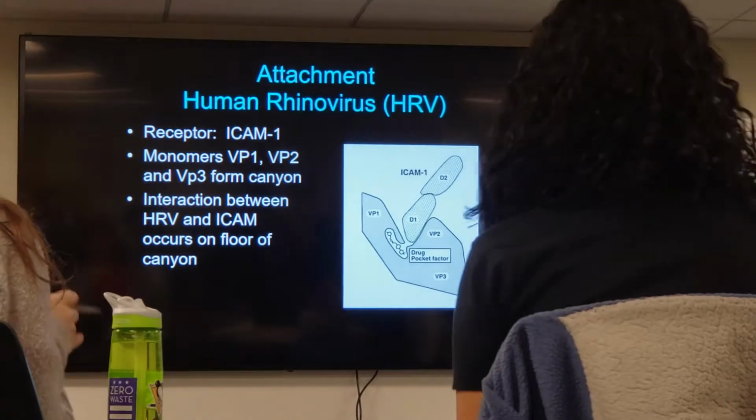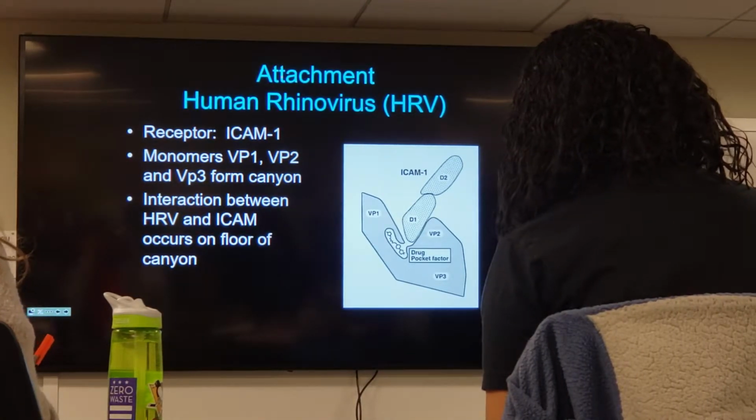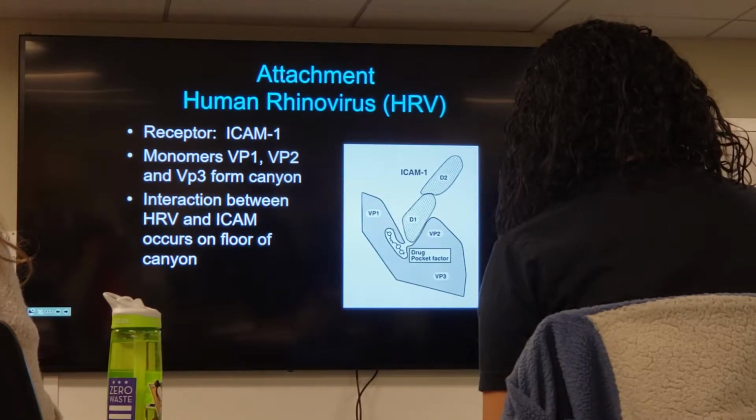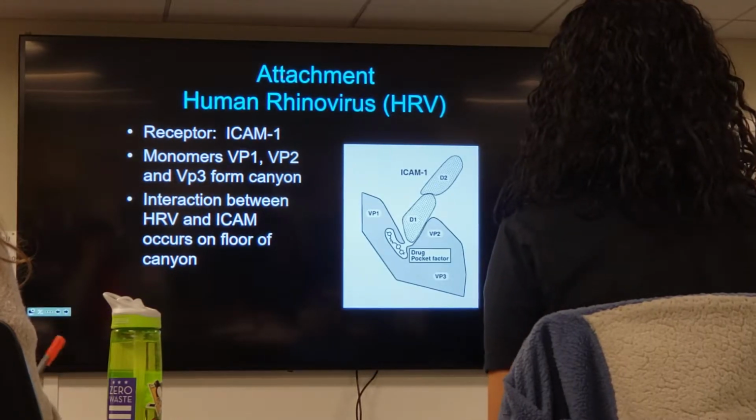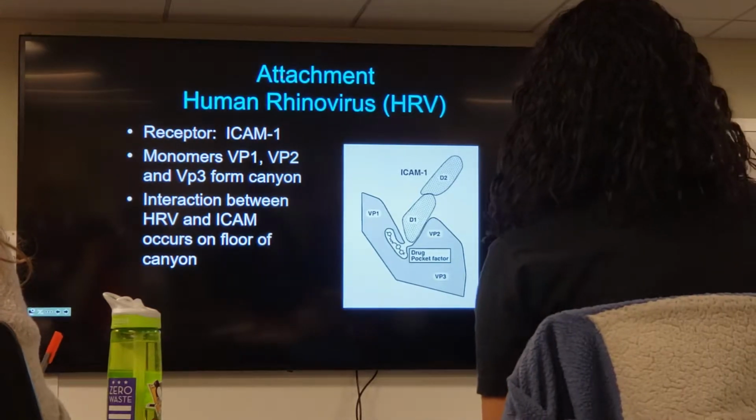Now, rhinovirus is another really interesting virus when it comes to attachment. Anybody know what rhinovirus is responsible for? The common cold, right? The sniffles. The common cold. So this is the rhinovirus.